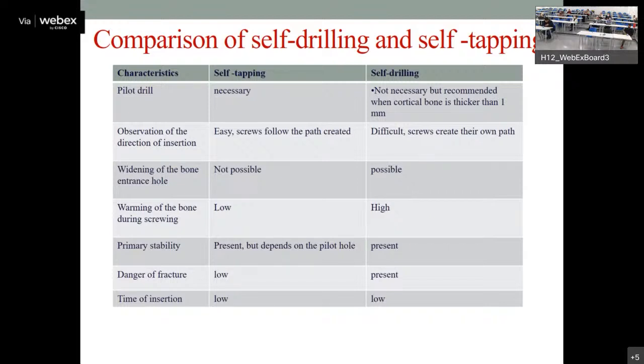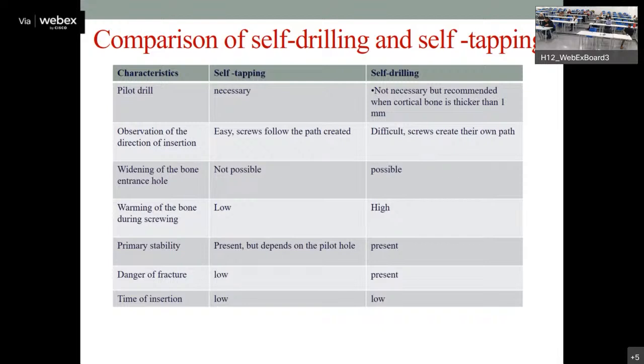The observation of the direction while insertion. In the self-tapping, it's easy because the screw will follow the path of the pilot hole. You already create a path for them and then they will follow it. Whereas in the self-drilling technique, it's difficult. You need to use your tactile sensation while you are inserting the micro screw because the screw will create its own path. Widening of the hole entrance, it's possible with the self-drilling, sorry, but it's not possible with self-tapping, again, because of the pilot hole. The pilot hole is already prepared and you insert the screw in the pilot hole.